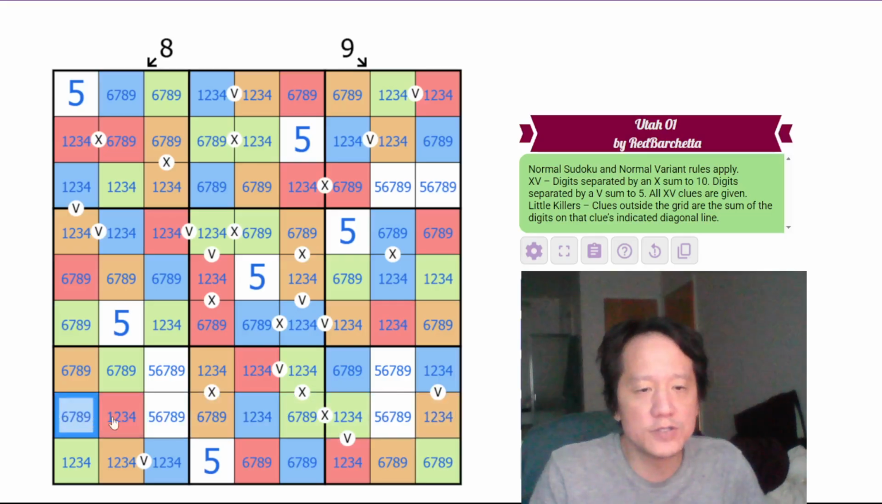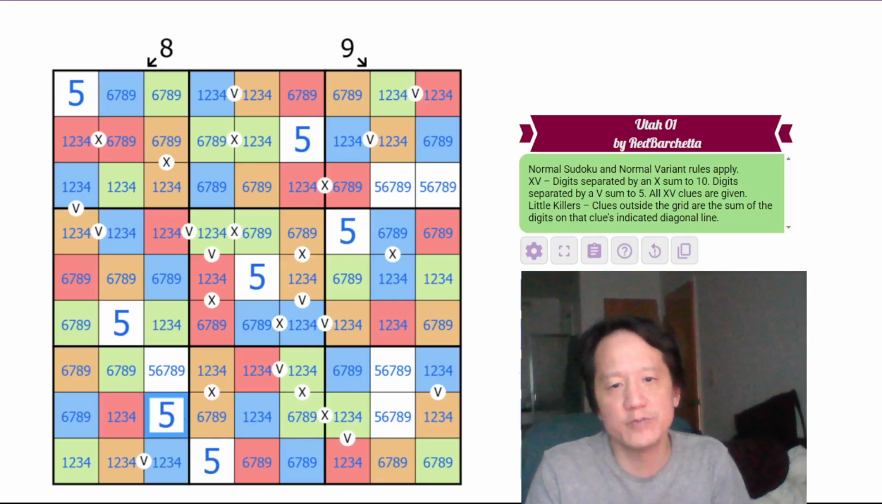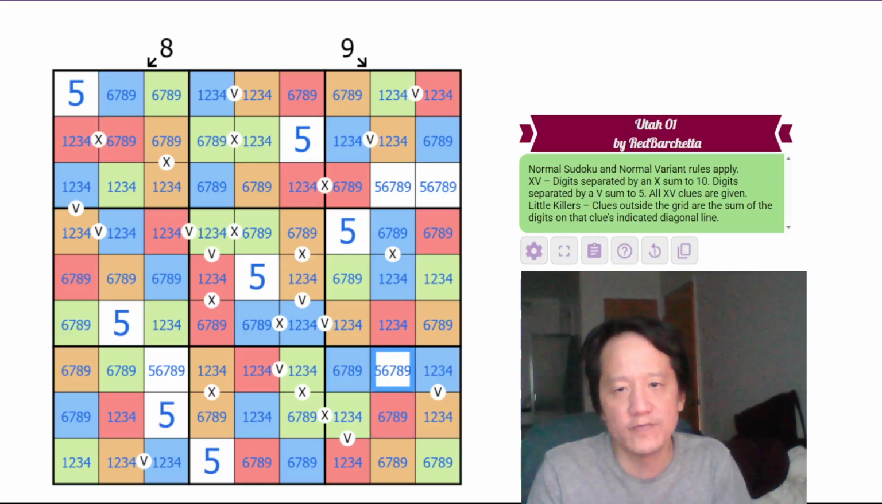Where is the red high in row 8? Can't be here because there needs to be an X next to it between the low red and the high red. So this has to be 5, and this must be the high red, which forces this to be 5, and this must be the high red. So since this is 5, this can no longer be 5. This is the green high, which means this has to be a 5.